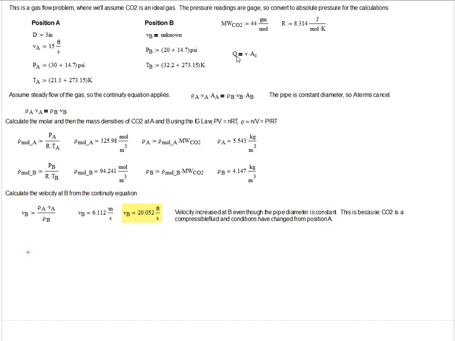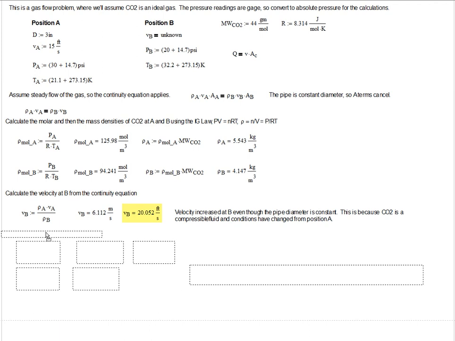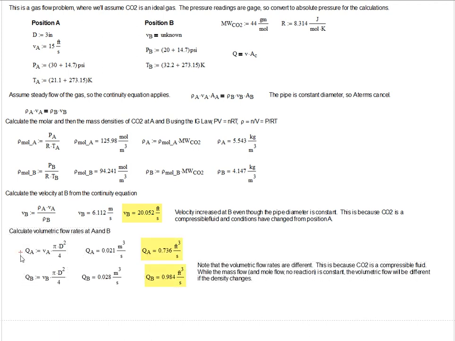So now that we know the velocity at position B, we can plug it and the cross-sectional areas into our equation for the volumetric flow rate and calculate the volumetric flow rates at positions A and B. The cross-sectional area, pi d squared over 4, is going to be the same for both conditions. We get a volumetric flow rate of 0.736 cubic feet per second at position A, and we get a higher volumetric flow rate of 0.984 cubic feet per second at position B.